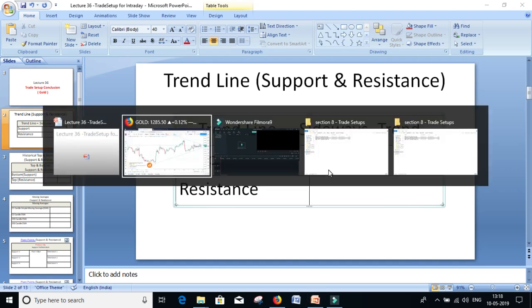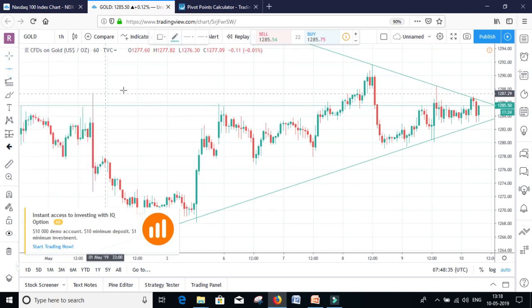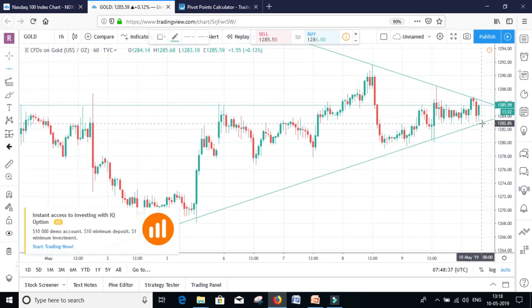Now we have to identify the major support lines. So we can just draw a horizontal line to ascertain the major support and major resistance. Right now the major support is 1282 and the major resistance is 1286. So now the price has come under a squeeze condition. With the help of this trend line we can get a major support and resistance.